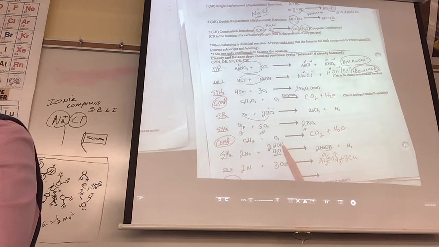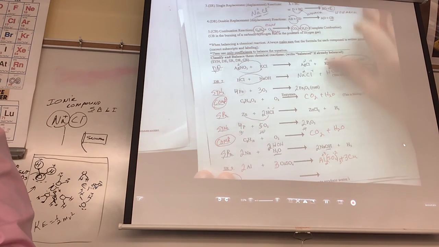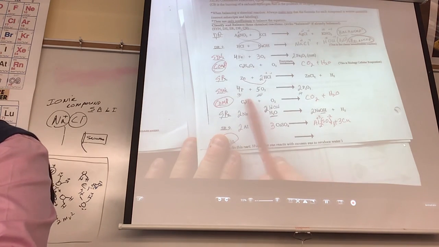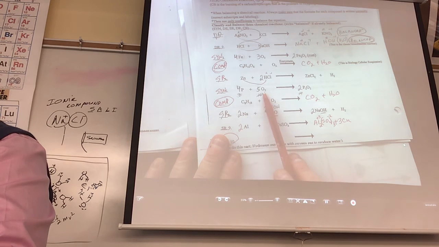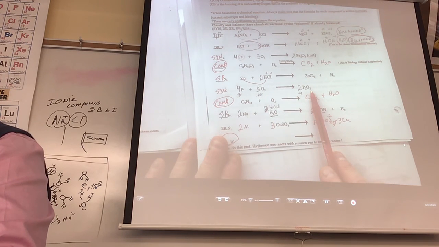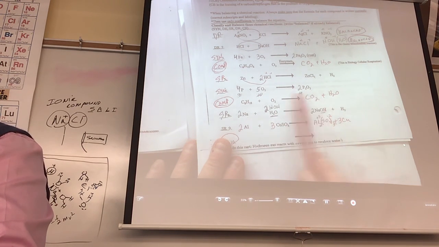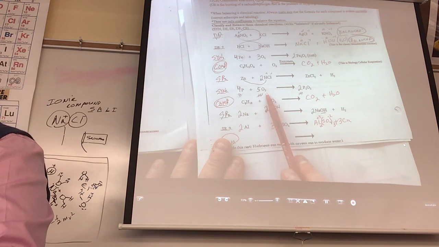All right, let's go down to another one. Here's another odd-even mismatch. Take a look. I had O2 here and O5 here. What's the smallest number that 2 and 5 go into? 10. 2 times 5 is 10. 5 times 2 is 10. Now the oxygens are balanced. But how many phosphorus does that give me?